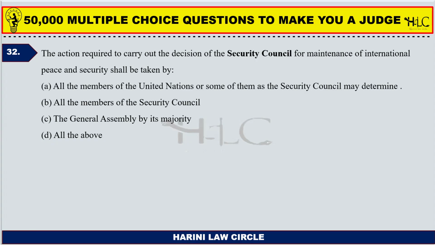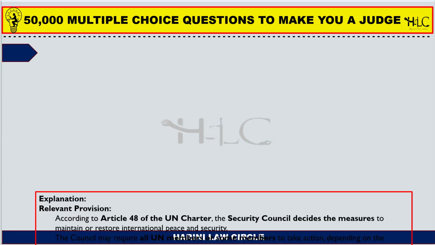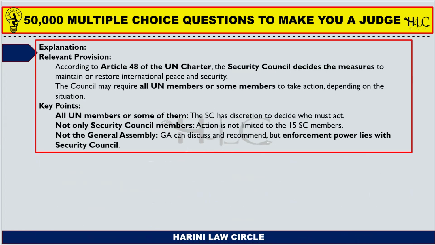Question 32. The action required to carry out the decision of the Security Council for maintaining of international peace and security shall be taken by all the members of the United Nations or some of them as the Security Council may determine. So the relevant provision is under Article 48 of the UN Charter.